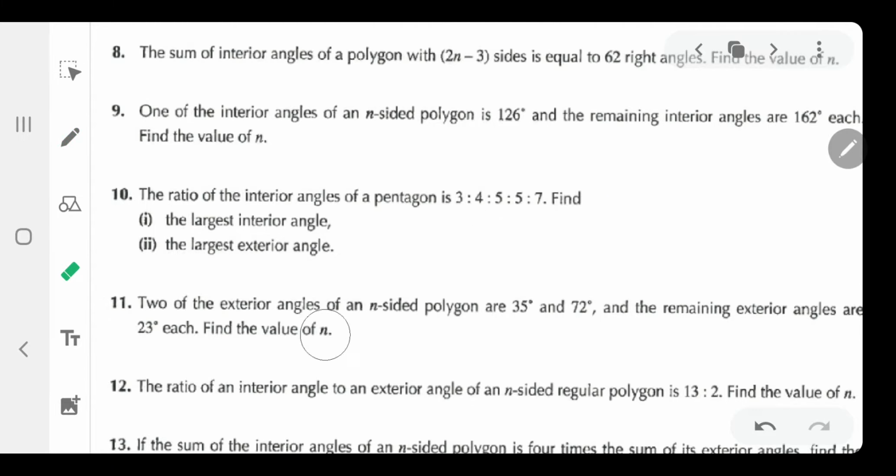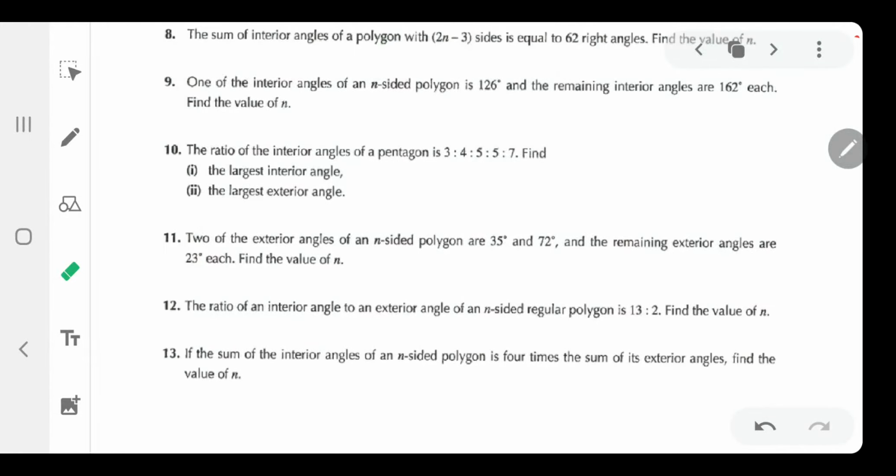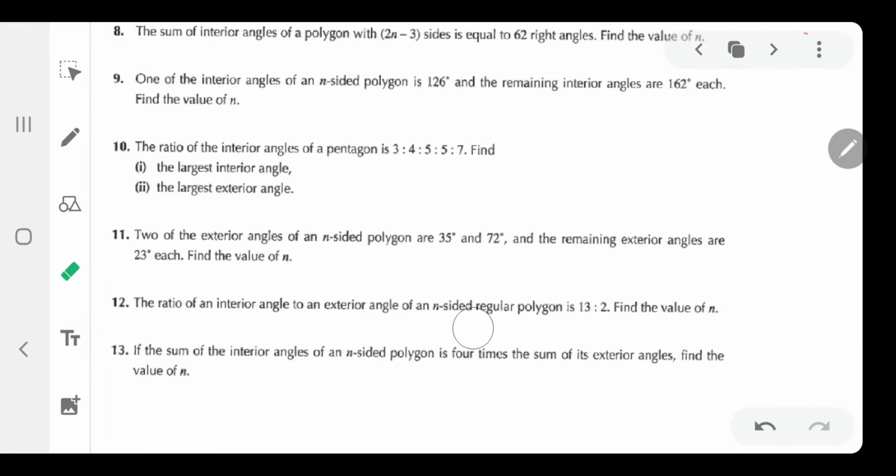Now we are going to solve this problem, which says that two of the exterior angles are 35 degrees and 72 degrees, and the remaining exterior angles are 23 degrees. Because this is not a regular polygon, we are not talking about a regular polygon. In regular polygons, each side and every angle is the same, but here the angles are different. So which simply tells us that we are not talking about regular polygons, right?